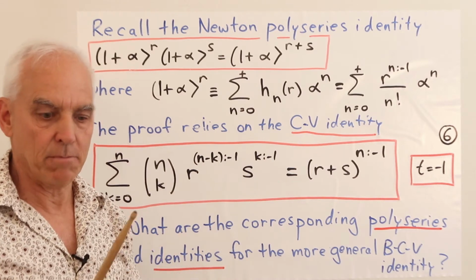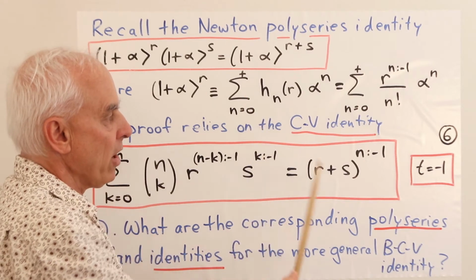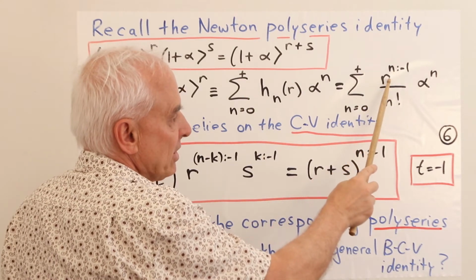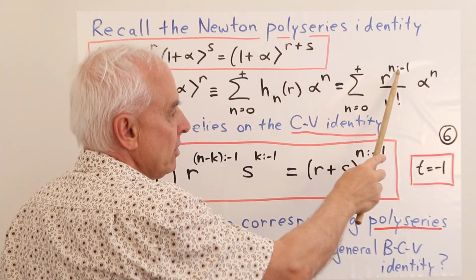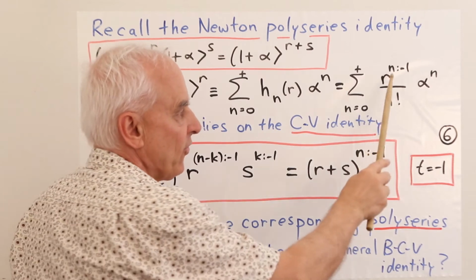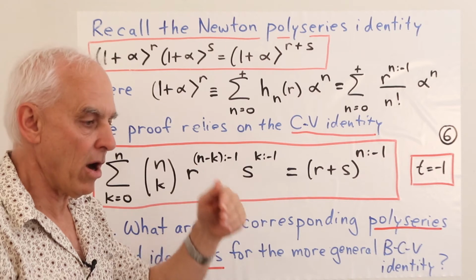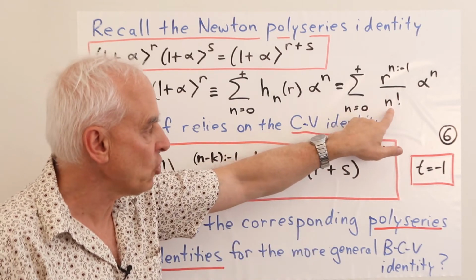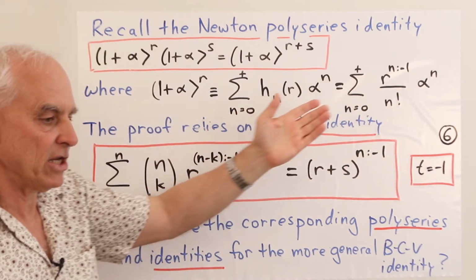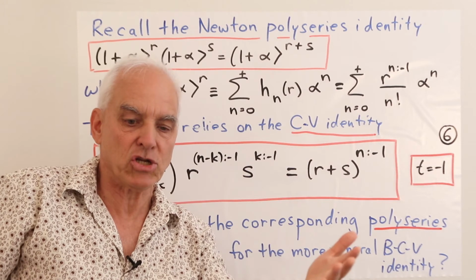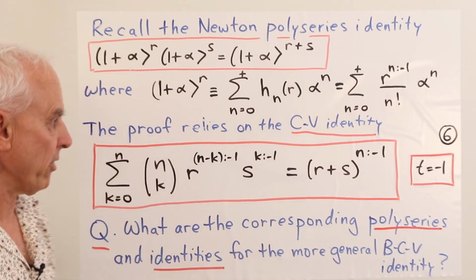These are the Harriot basis polynomials, and explicitly as polynomials in r, they can be written in terms of these falling powers, or r^(n:-1). Remember, this is just our ladder power notation for the falling power r to the n falling. And there's an n factorial in the denominator. Okay, so that's what this series is. That's basically just the binomial expansion generalized to a general r, not necessarily a natural number r.